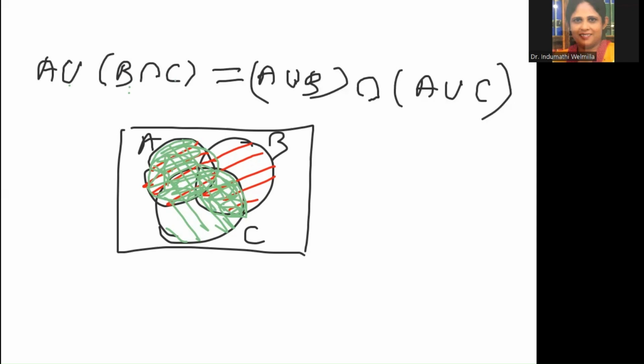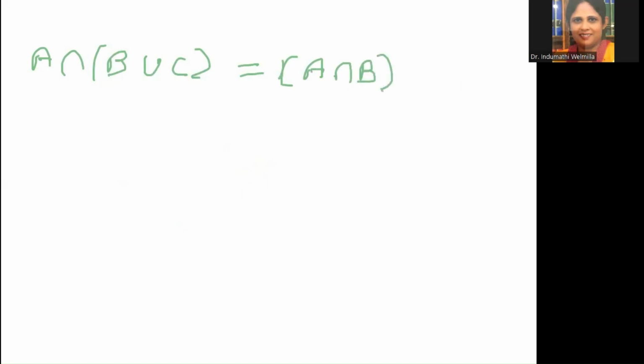Also according to the distributive property, we can write A intersection (B union C) equals (A intersection B) union (A intersection C). Okay, this one also we can explain through the Venn diagram.